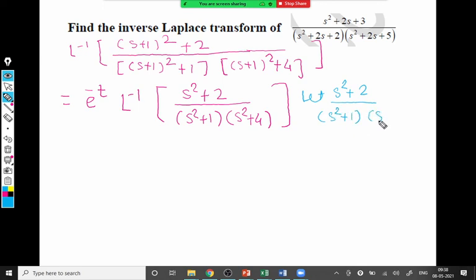Sir, both are quadratic. Then, sir, it should be A by (s² + 1) plus B upon (s² + 4). So the best one is this one, A upon (s² + 1) plus B upon (s² + 4), which is the better partial fraction. Yes, (as + b) and (cs + d) is also okay, but that is complicated. You have to find the values of four constants. That goes lengthy.